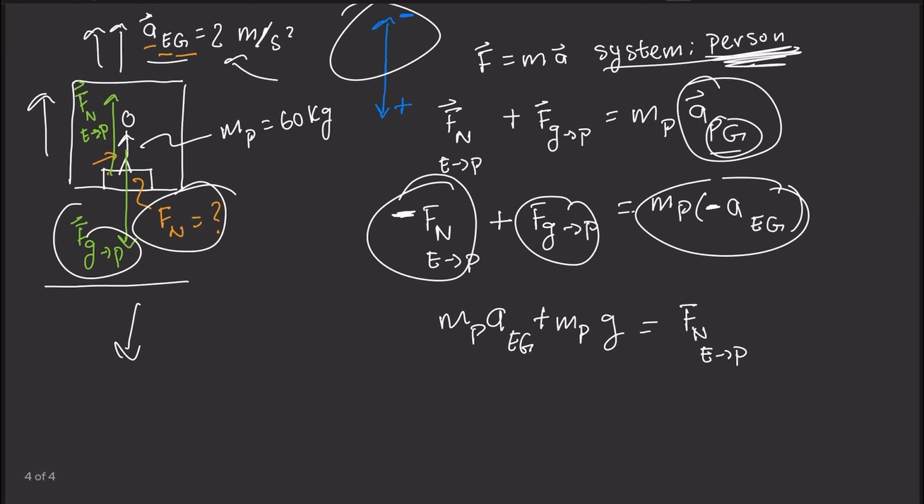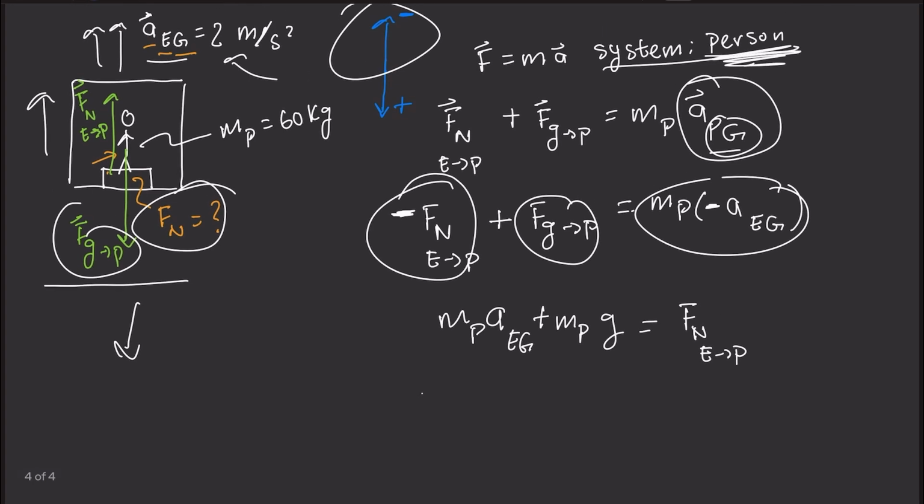So we have 60, the mass of the person was 60 kilograms. Acceleration of the elevator relative to the ground, 2. Wait, is it minus 2? Because up is negative? No, it's not. We already took care of that when we converted from vectors to scalars. So you don't write the minus. Do not write the minus in.